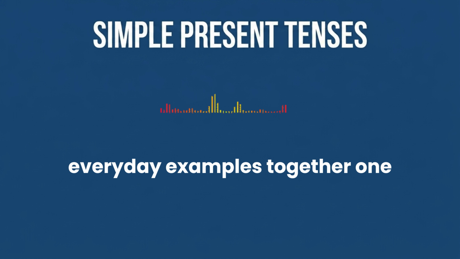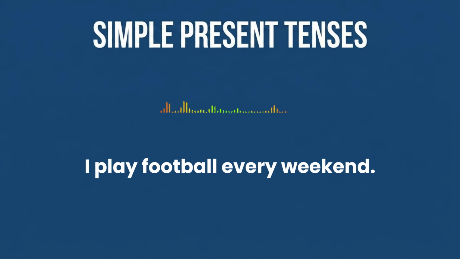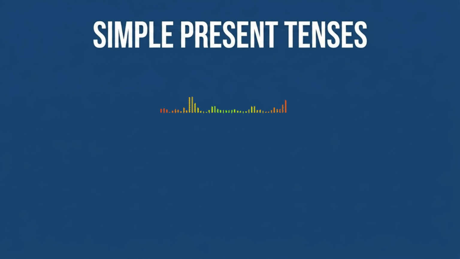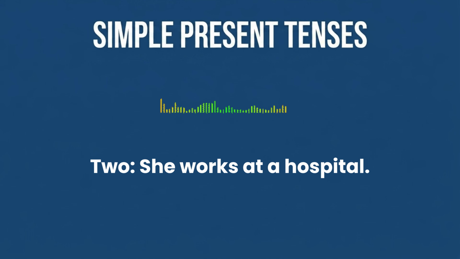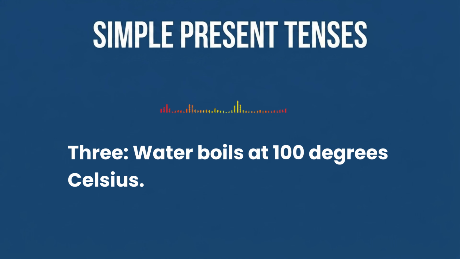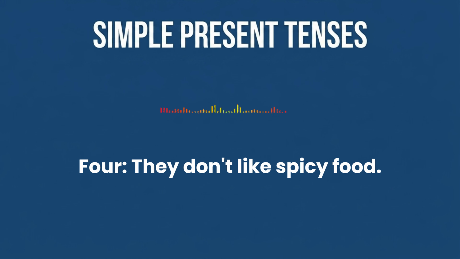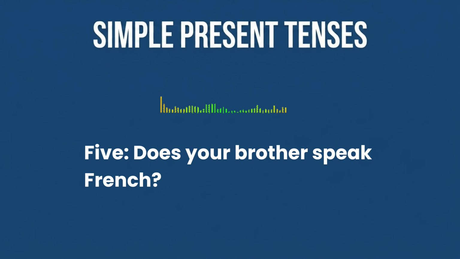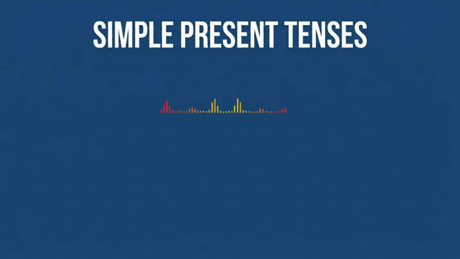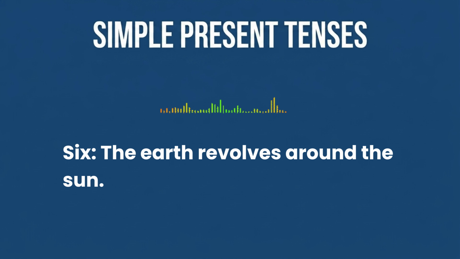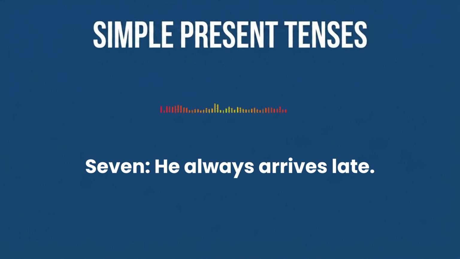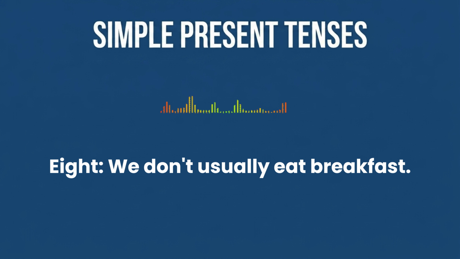Everyday examples together. 1. I play football every weekend. 2. She works at a hospital. 3. Water boils at 100 degrees Celsius. 4. They don't like spicy food. 5. Does your brother speak French? 6. The Earth revolves around the sun. 7. He always arrives late. 8. We don't usually eat breakfast.